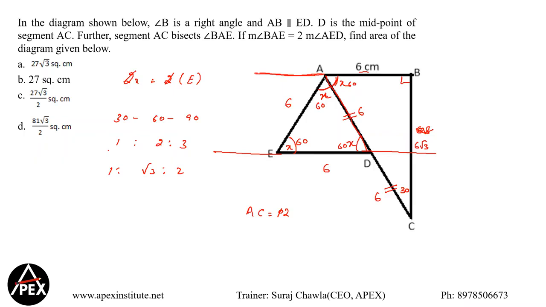Now the question is asking us to find the area of the diagram below. So I can say that the area of the diagram is going to be the area of the equilateral triangle AED plus the area of the right angle triangle ABC. So the equilateral triangle is going to be root 3 by 4 into a square. That's going to be 6 square. And triangle ABC would be half into base into height. So simplify this and get your answer, guys. After simplifying, your right answer is going to be option A.